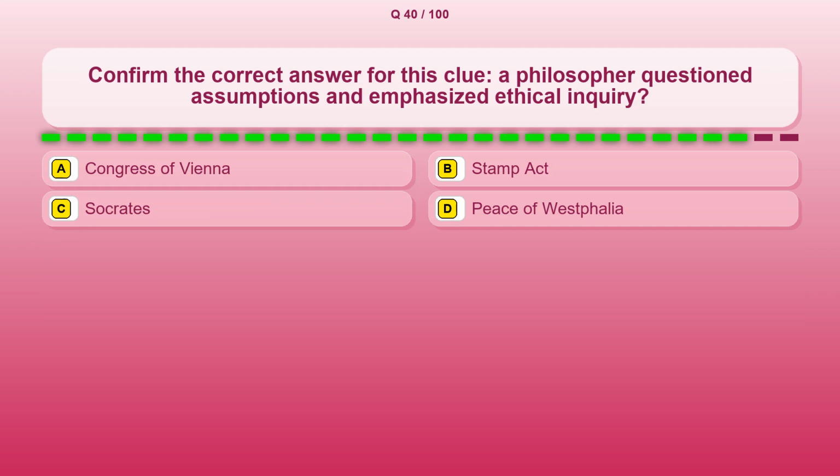Question 40. Confirm the correct answer for this clue. A philosopher questioned assumptions and emphasized ethical inquiry. Option A. Congress of Vienna. Option B. Stamp Act. Option C. Socrates. Option D. Peace of Westphalia.